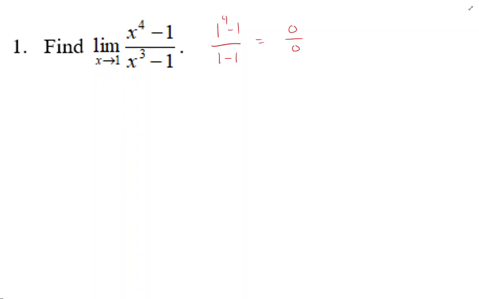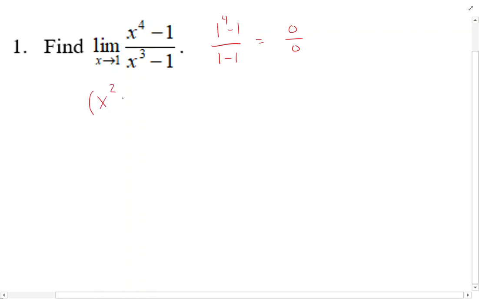Looks like factoring probably works because I see a difference of squares on top. X squared plus 1, x squared minus 1. And I could go further with that because I see another difference of squares within there. So I still got my x squared plus 1, then my x plus 1, x minus 1.